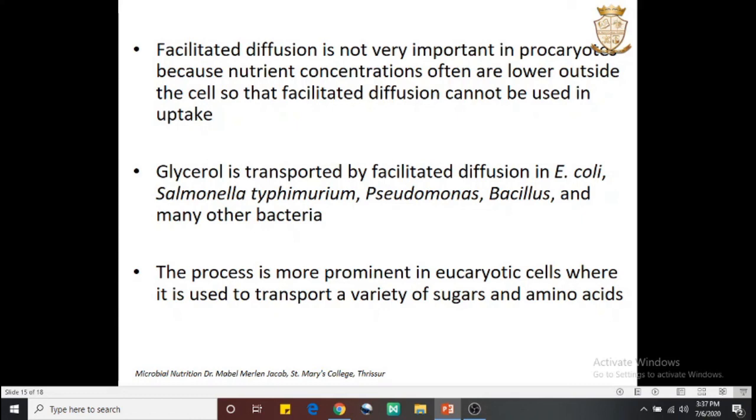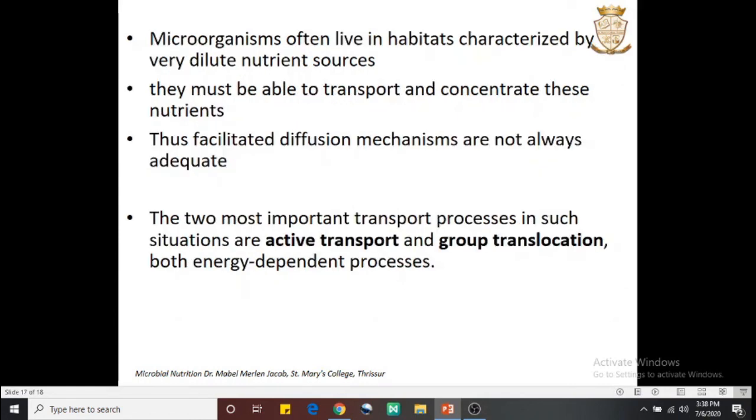Facilitated diffusion is not very important in prokaryotes because nutrient concentrations often are lower outside the cell, so facilitated diffusion cannot be used in uptake. Where it is handy is in the case of glycerol, which is transported by facilitated diffusion in E. coli, Salmonella typhimurium, Pseudomonas, Bacillus and many other bacteria. The process is more prominent in eukaryotic cells where it is used to transport a variety of sugars and amino acids.